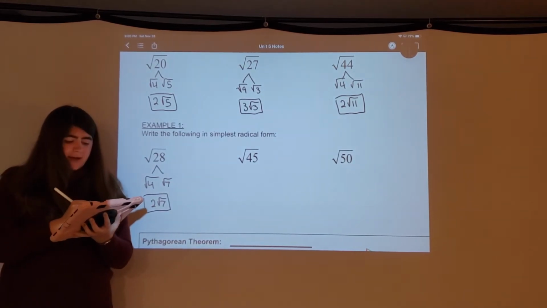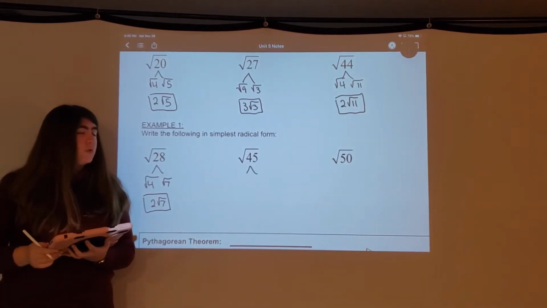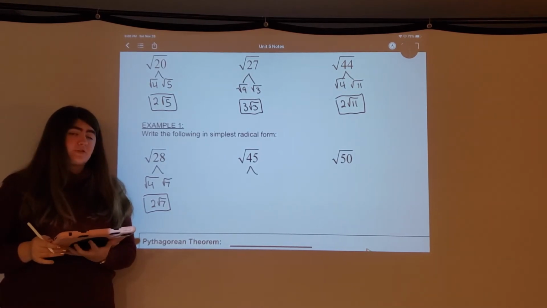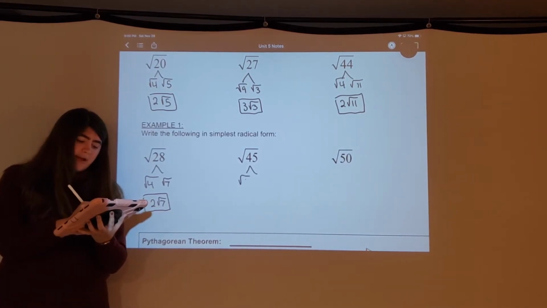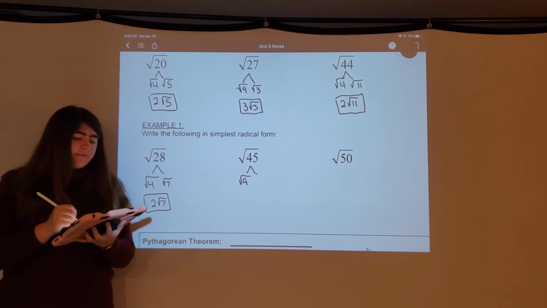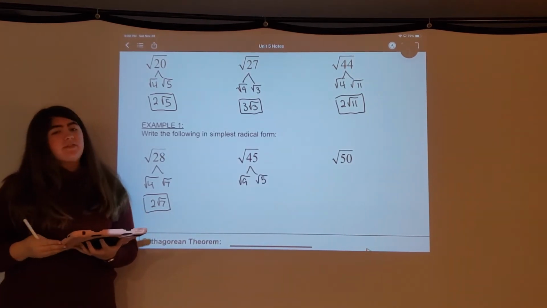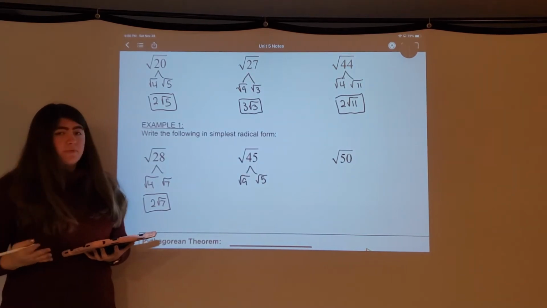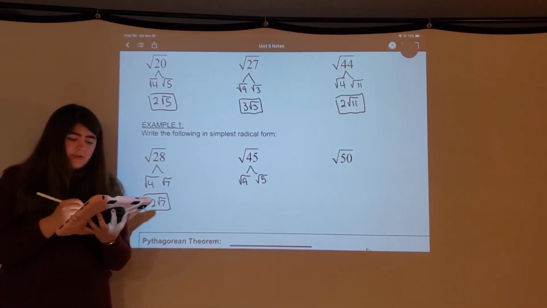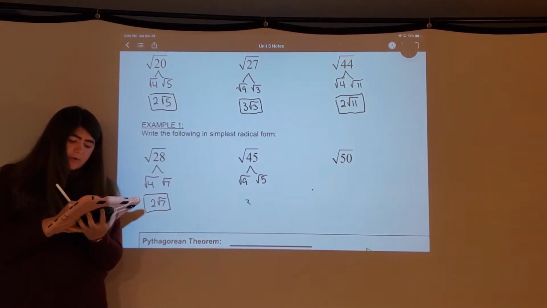Next I have 45. 9 goes into 45, and that's a perfect square. So I have the square root of 9. 9 times 5 is 45, so the second one would be the square root of 5. The square root of 5 is not a perfect square, so that's as simple as we can go. So the square root of 9 is 3, so I have 3 square roots of 5.